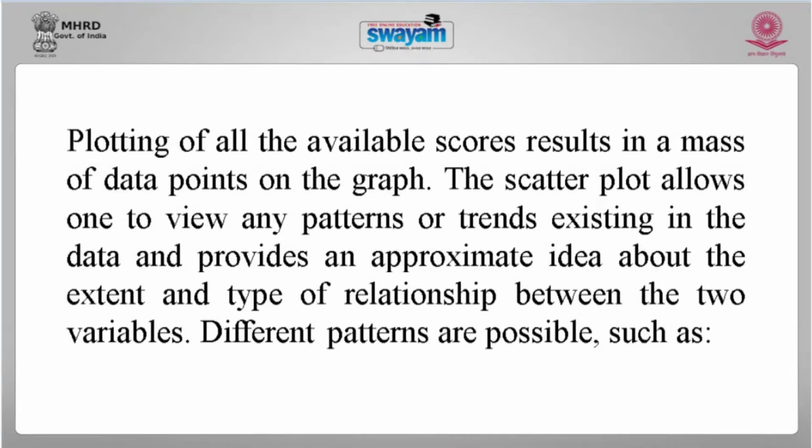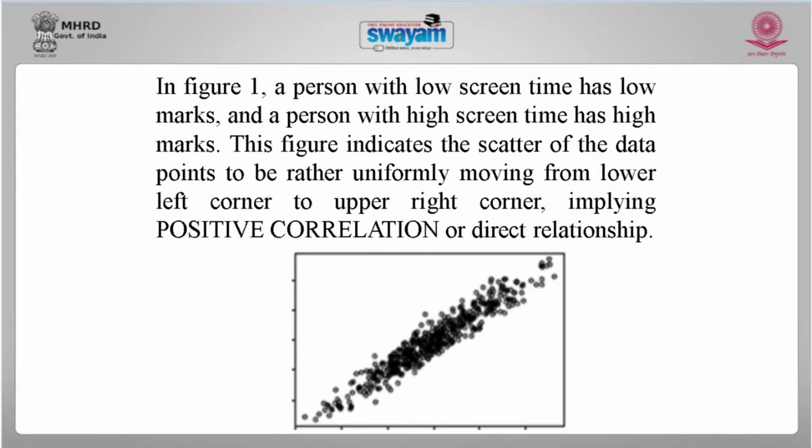Different patterns are possible. In figure 1, you can see a person with low screen time has low marks and a person with high screen time has high marks. This figure indicates the scatter of the data points to be rather uniformly moving from the lower left corner to the upper right corner, implying positive correlation or direct relationship.